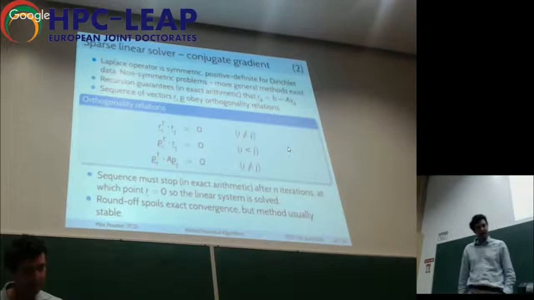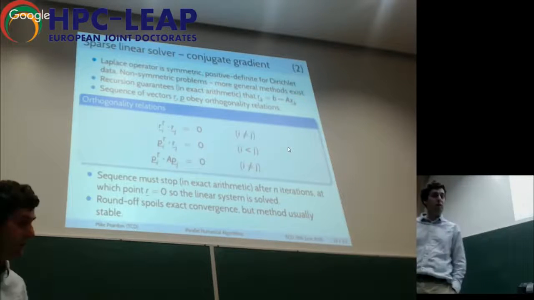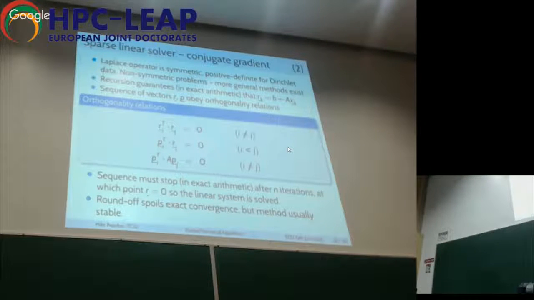And the mathematics behind it, the reason it works so nicely, is essentially you can show with a little bit of work, not too much, again using a sort of proof by induction, that the resulting sequence of vectors that we generate, these R's and P's, these residuals and search directions, conjugate gradients, obey these orthogonality relations.